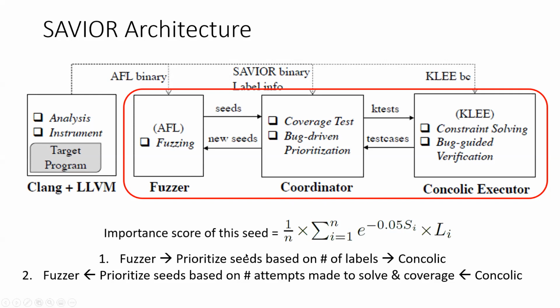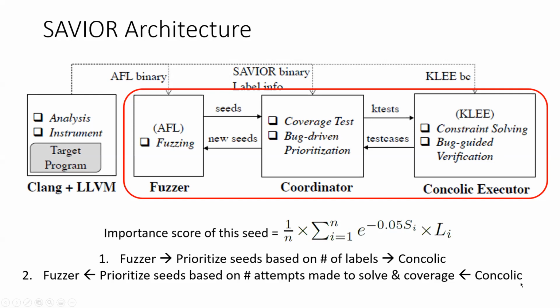Yeah, so at this first step, actually Si will be 0, because it hasn't done any constraint solving yet. So all the seeds are just prioritized based on the number of labels. So for seeds that have a high number of labels, which means high possibilities of vulnerabilities, the concolic executor will try to solve those path conditions first.